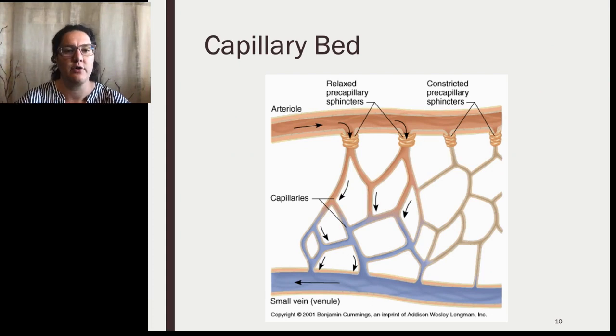Here we can see a color-coded capillary bed where we have the arteriole in red representing oxygenated blood. As the blood flows through those capillaries, it becomes more blue as it becomes deoxygenated. And then it moves through a venule, or a small vein, back towards the heart.